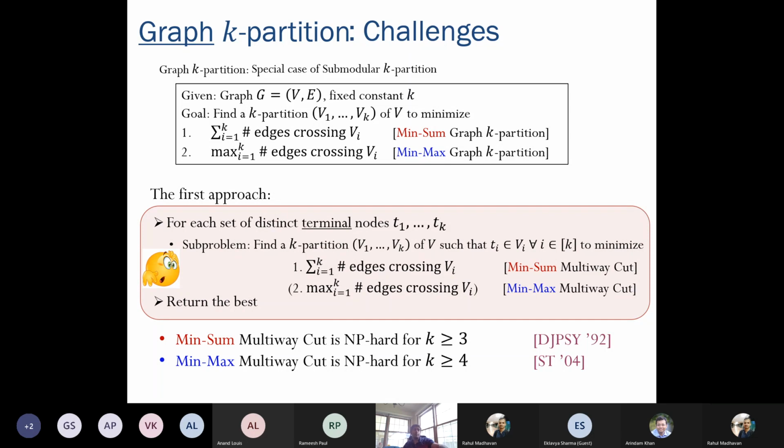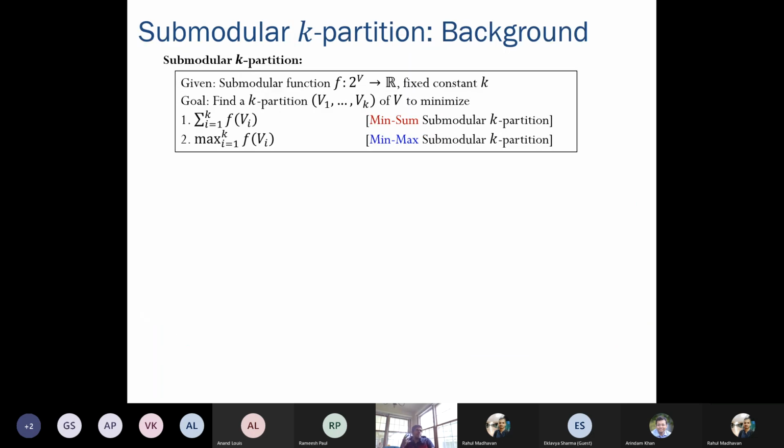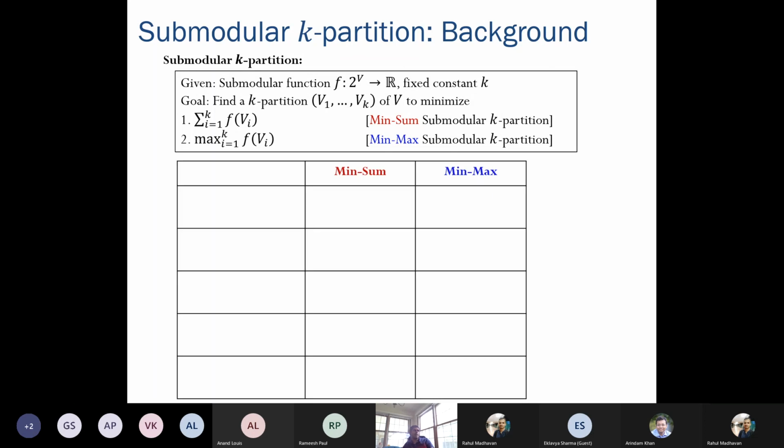Right, so graph 3 partition is already non-trivial. Forget about submodular functions, even graph 3 partition is already non-trivial. That's what I want you to observe from this slide. But let's go back to submodular k partition, and let me tell you what is known about submodular k partition.